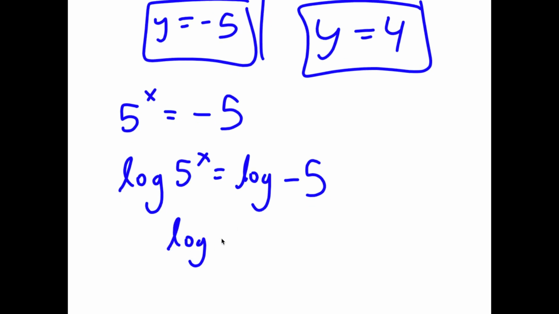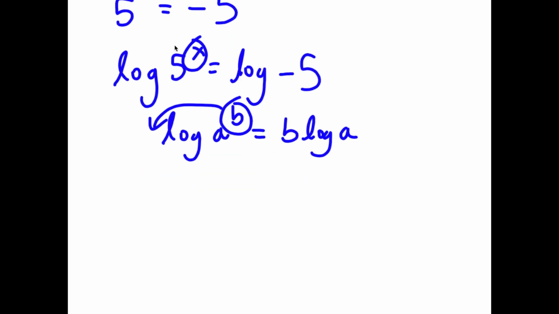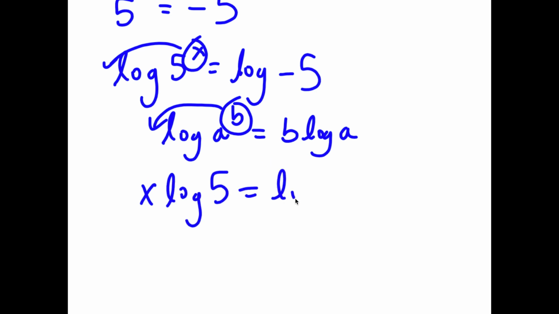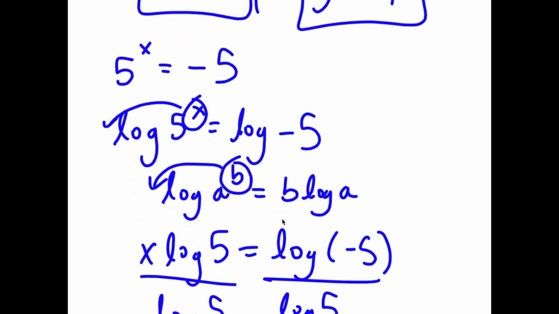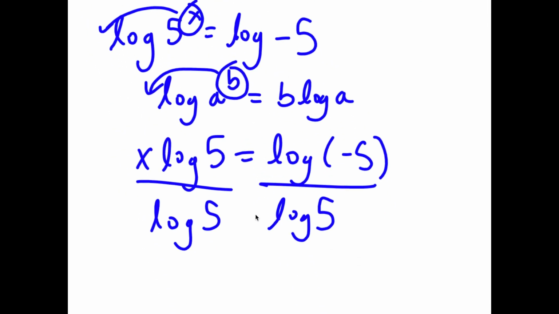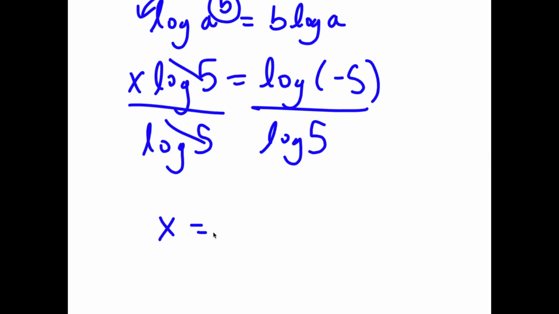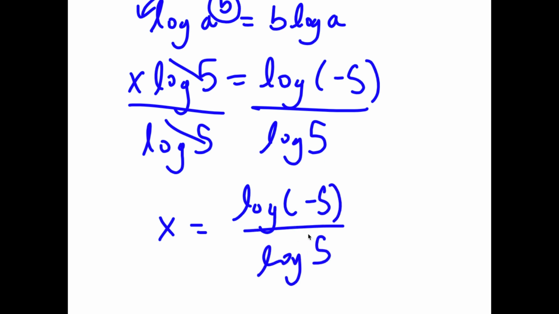Now if I have something in the form log a to the power of b, I can move this exponent b to the front. So this is equal to b times log a. So log 5 to the power of x, I can move x to the front, so now I have x times log 5 is equal to log negative 5. And now if I divide both sides by log 5, these two cancel out, and I get x is equal to log of negative 5 over log 5.